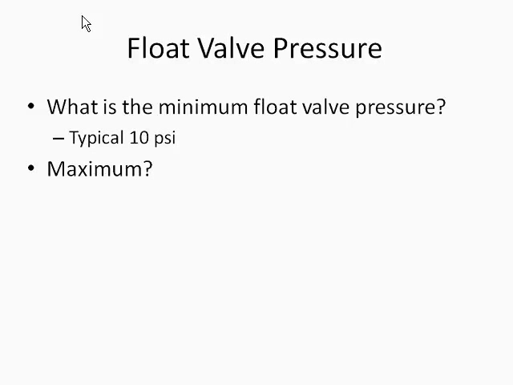Let's talk a little bit about float valve and pressure. So what's the minimum float valve pressure that a valve would need? Many of them are 10 PSI. But we also need to consider maximum. Some of these systems will have a maximum pressure that the float will withstand, and we need to know that, especially for systems where you have multiple troughs. You're going to want to make sure that the trough that's closest to the pump doesn't have a pressure that's too high and actually never lets your float valve close.